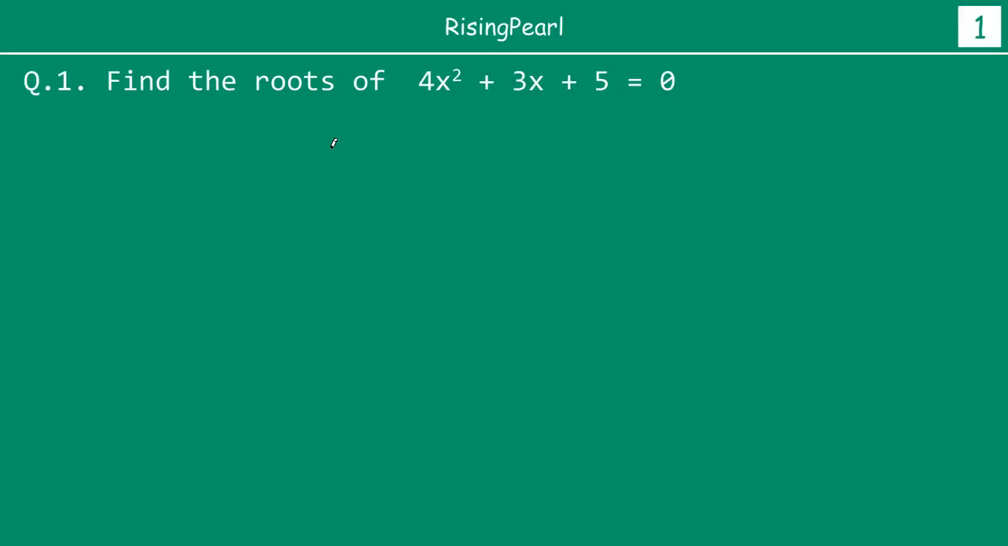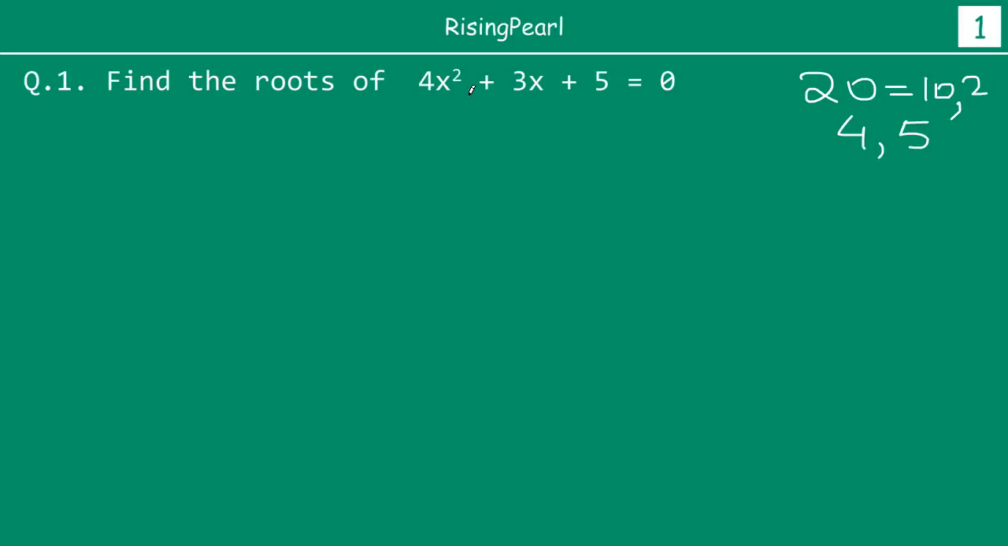Now here we have to find the roots of 4x squared plus 3x plus 5 equals 0. Clearly, 4 times 5 is 20. We can write 20 as 10 and 2, the two factors, or as 4 and 5. If we take 10 and 2, they're all positive numbers, so if we add them we get 12. If we add 4 and 5, we get 9. So we are not going to be able to get to 3 using middle term factorization. So we have to use the completing the square method.